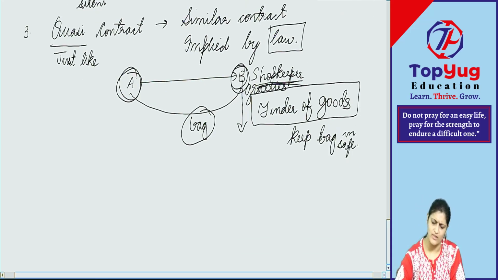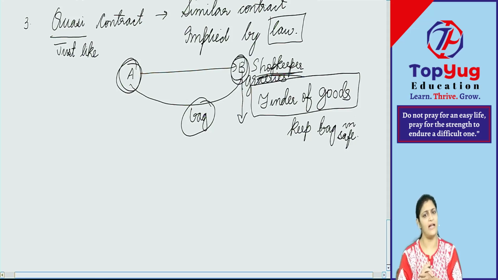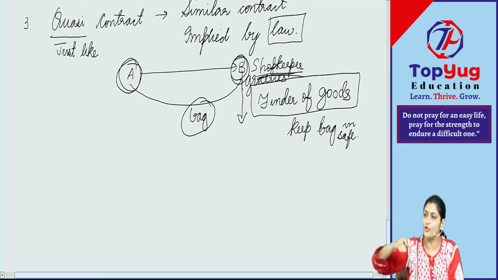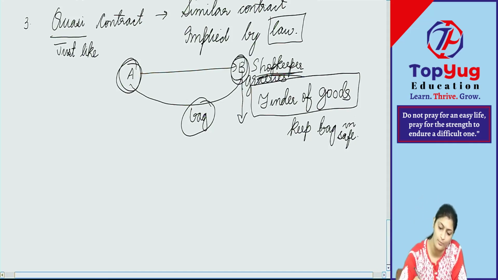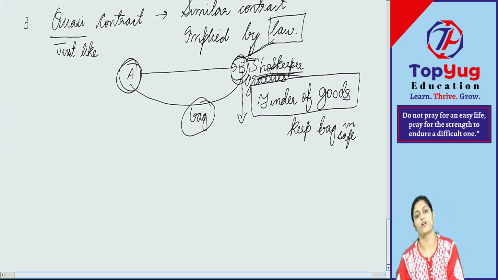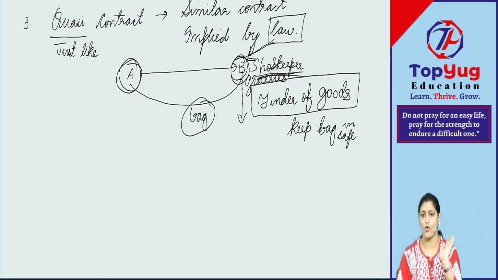Now, do you think there was a contract entered between A and B? Did A say, if at all I forget my bag here, please safely keep my bag with yourself? Was any contract entered? No. There was no contract entered, but there is a duty like a contract. Same duty as there is in the contract. Who is imposing that duty on B? Law is imposing that duty on B. So these types of contracts are known as what contracts? Quasi contracts. You have many types of quasi contracts which we will see in your unit 6.